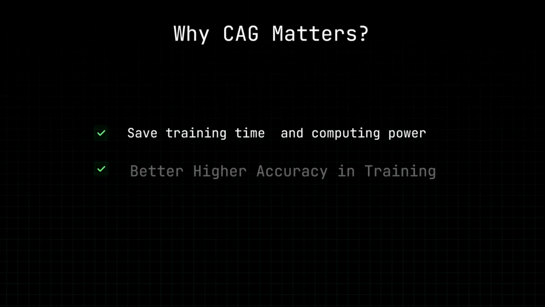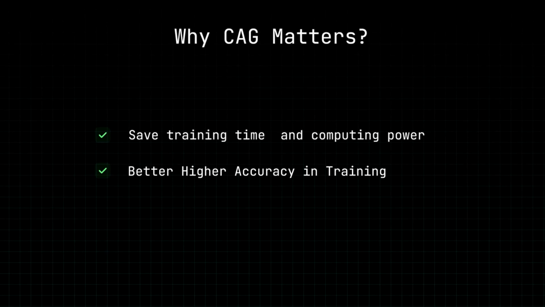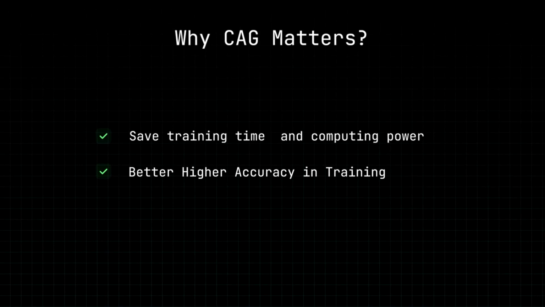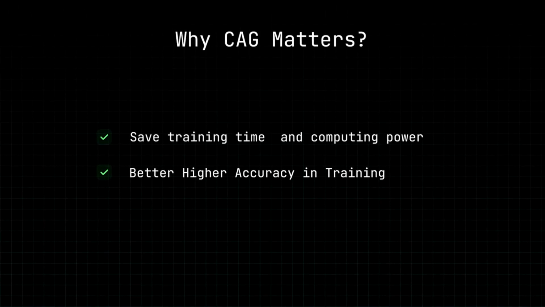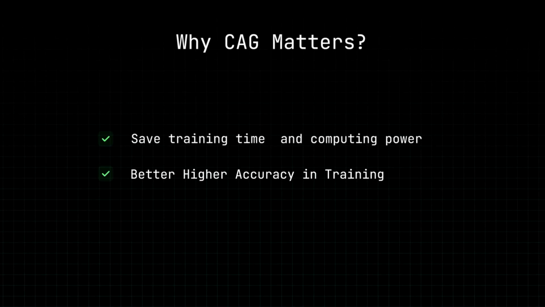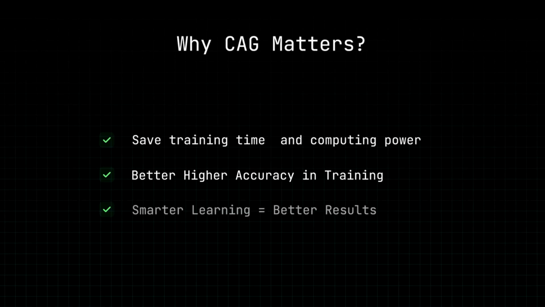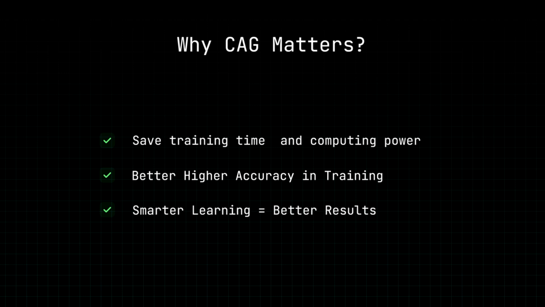Second, your AI will perform better. With CAG, models achieve higher accuracy in fewer training steps. Third, you'll stay ahead in AI innovation. The AI industry is shifting from more data equals better results to smarter learning equals better results. And you don't want to be left behind.